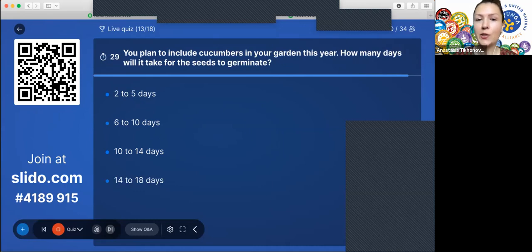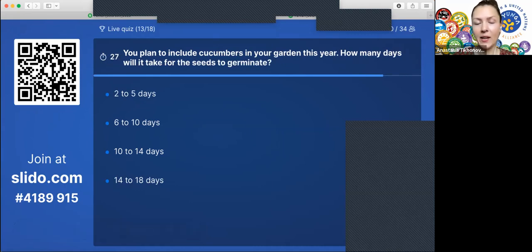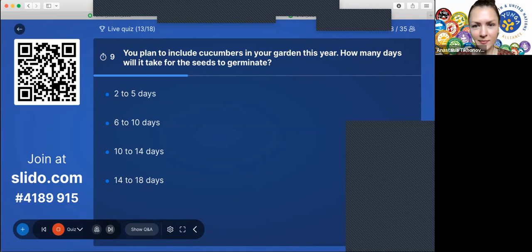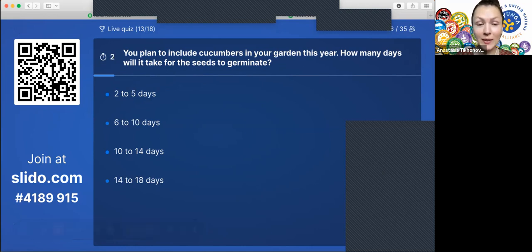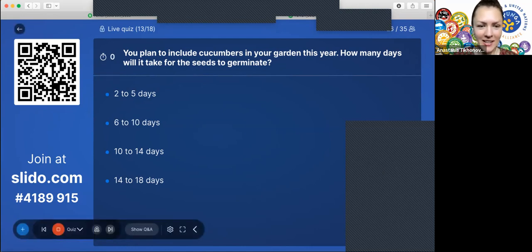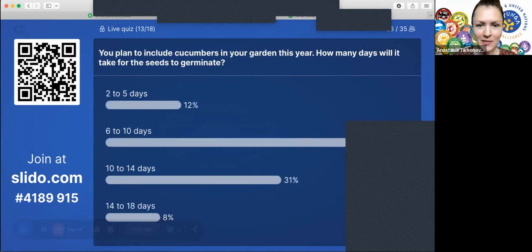You plan to include cucumbers in your garden this year. How many days will it take for the seeds to germinate? 2 to 5 days, 6 to 10 days, 10 to 14 days, or 14 to 18 days? How much will it take before you see your seeds actually start producing small plants? And let's see what you answered.